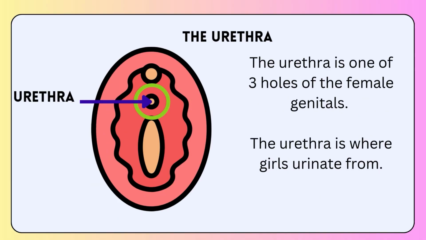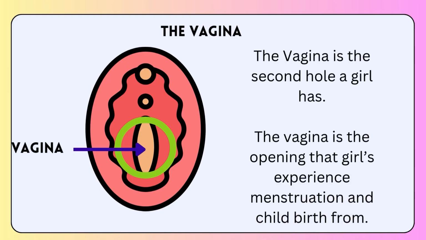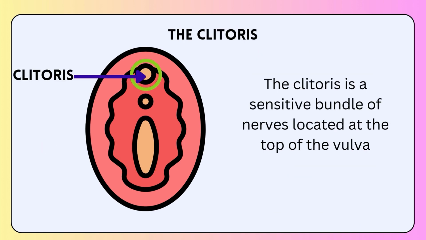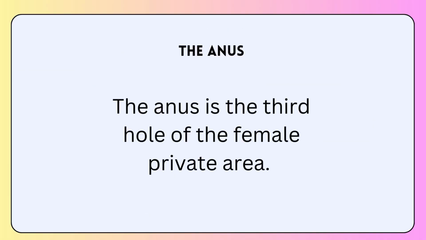The urethra is one of 3 holes of the female genitals. The urethra is where girls urinate from. The vagina is the second hole a girl has. The vagina is the opening that girls experience menstruation and childbirth from. The clitoris is a sensitive bundle of nerves located at the top of the vulva. The anus is the 3rd hole of the female private area.